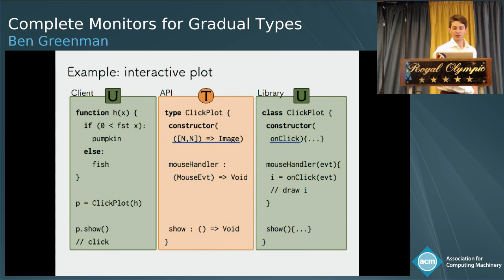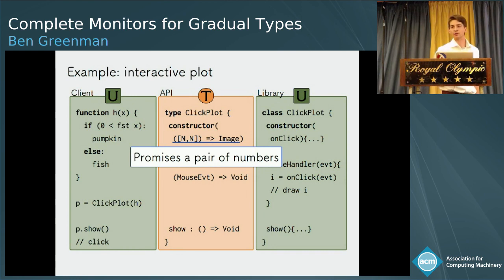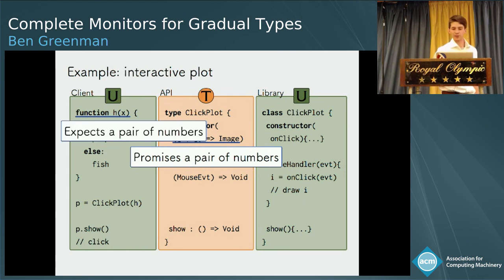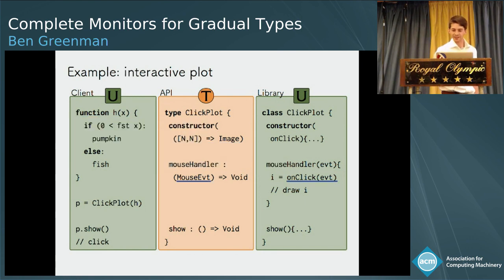Down below on the left, we create a click plot using the callback, and then later on, we show the plot, and then a click happens. The highlighted type describes the argument to the constructor in the library all the way to the right. And the thing to notice is that the API promises a pair of numbers to the untyped client. And the client expects a pair of numbers.